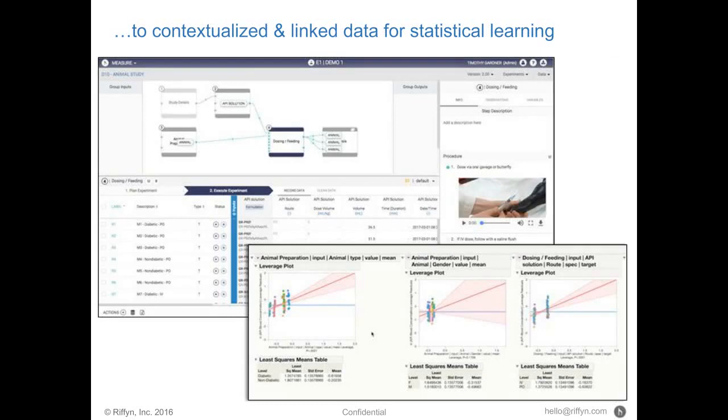Riffyn providing a graphical view of experimental processes with full sample tracking, collection of all specifications, parameter settings, and actual data into one place, organized so that with just a couple clicks you can get to correlative analytics, as shown in the bottom, to understand the relationship between properties of your process and your biological or chemical system and how they affect outcomes in your product or your physiological traits.